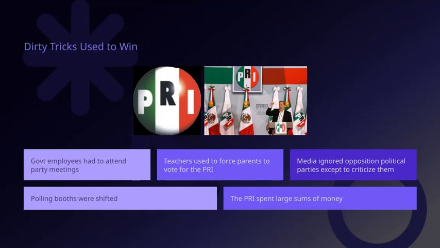Now, let's take a look at some of the dirty tricks that were used to win elections during this period. First, government employees were often required to attend party meetings, which could be used to sway their opinions or secure their support. This practice blurs the lines between public duty and political influence. Another tactic involved shifting polling booths, which might seem like a minor detail, but actually had significant effects on voter turnout and fairness. Moving the polling stations could make it more difficult for opposition supporters to cast their votes or could be used to favor one candidate over another.